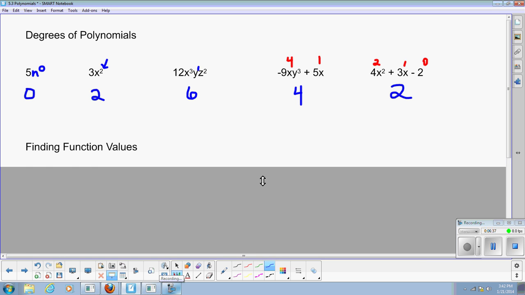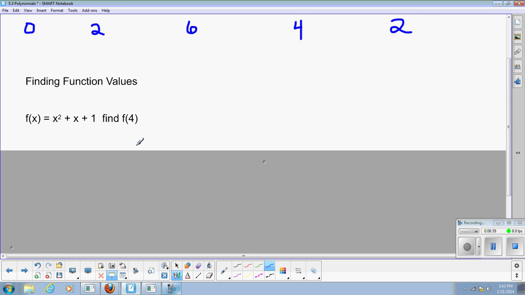Finding a function value, which you've done before. This time you'll have a trinomial where you have f of x equals x squared plus x plus 1. And you'll be told to find a value such as find f of 4. So I would say that f of 4 is going to equal 4 squared plus 4 plus 1. And 4 squared is 16. 16 plus 4 is 20. 20 plus 1 is 21. And that is a review from before. You've done that. I think you'll do just fine with that again.